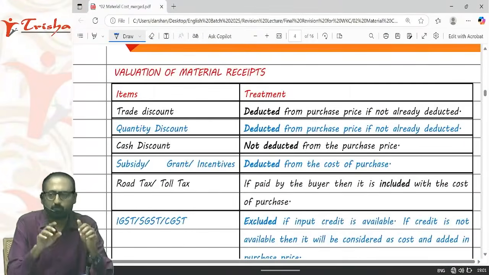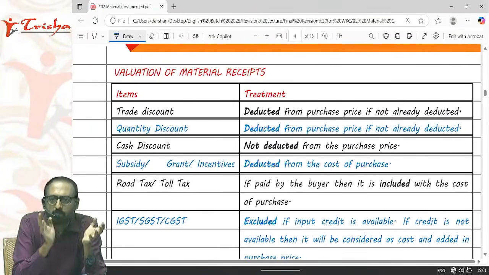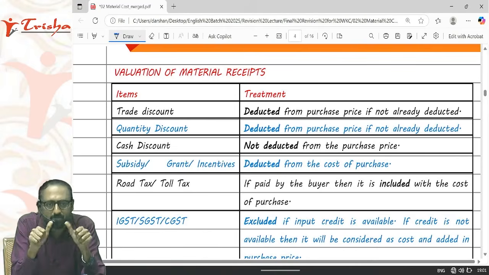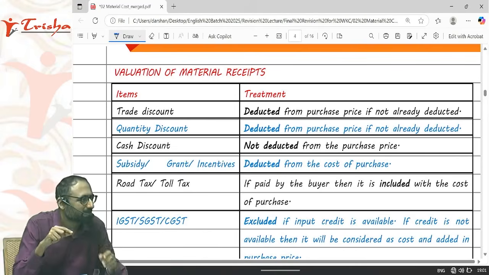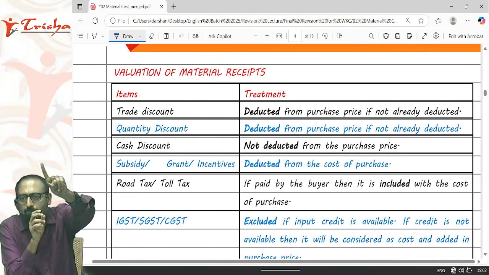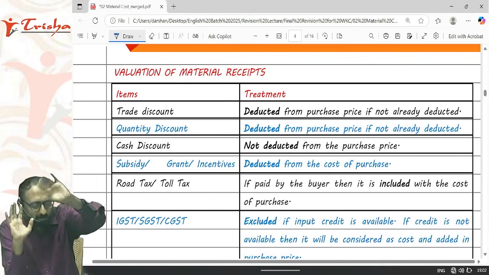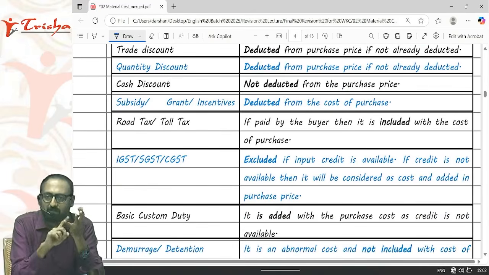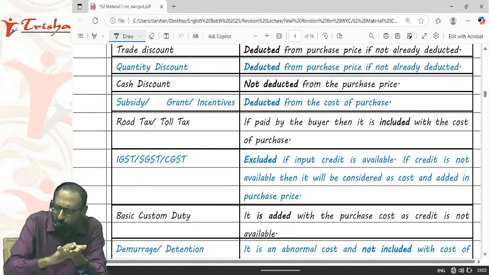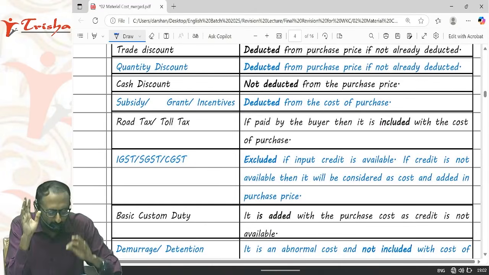Trade discount will be deducted from the purchase price. Quantity discount is deducted from the purchase price. Cash discount will not be deducted. You will have to write a note in the examination. Cash discount is a financial arrangement, it will not be deducted. Trade discount and quantity discount are deducted. Next one: subsidy, grant, incentive received from central government, state government, local authority, NGO or any other person. What will you do? Deduct from the purchase price.